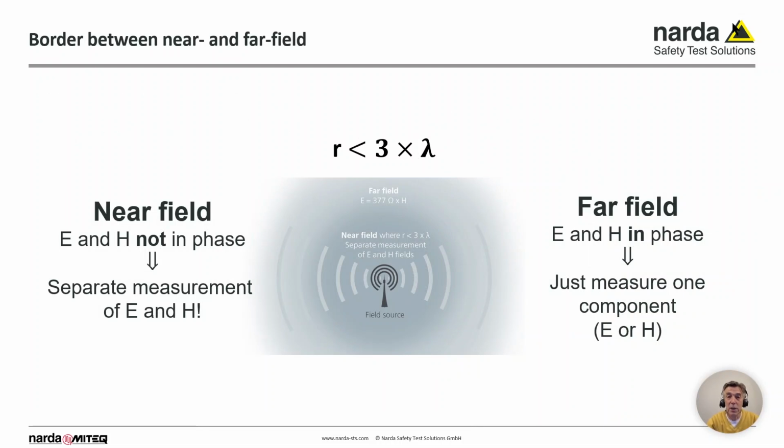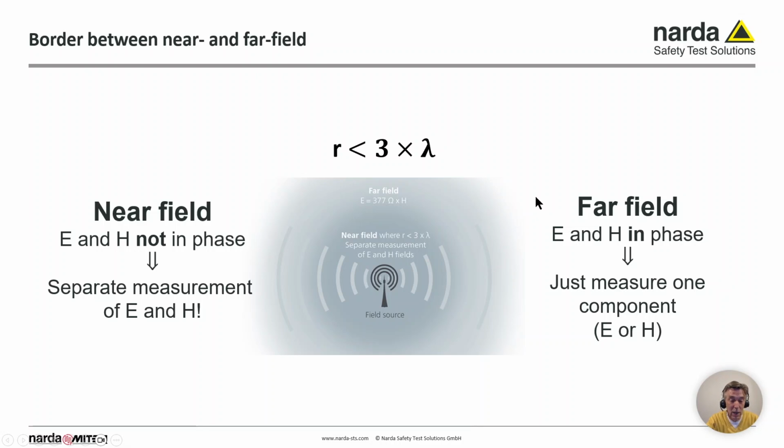There we have a very rough rule: 3 times the wavelength. If we are closer than 3 times the wavelength, we are in the near field. In the near field, electric field and H field are not in phase. We have to measure both. More than 3 times the wavelength, we are in the far field, and then electric field and H field are in phase. Just one measurement is enough. So remember, FM radio wavelength was 3 meters, 100 megahertz. So roughly 3 times the wavelength means 9 meters away from an FM tower, you are in the far field, and there it is enough to measure one component.